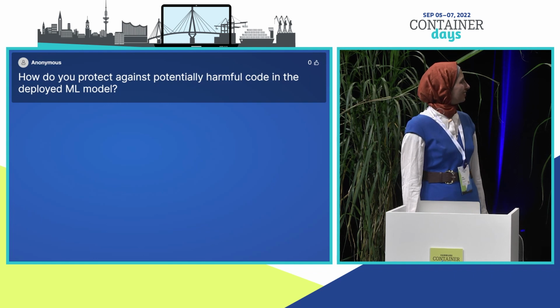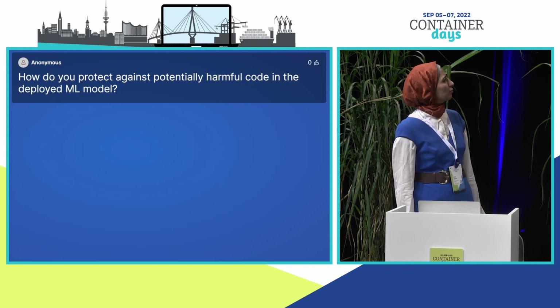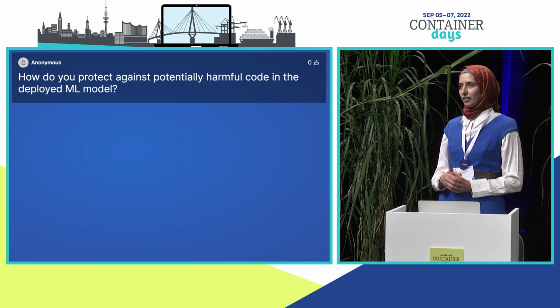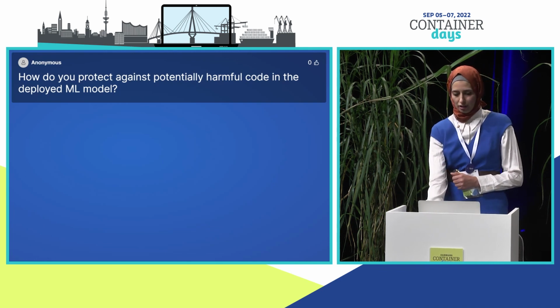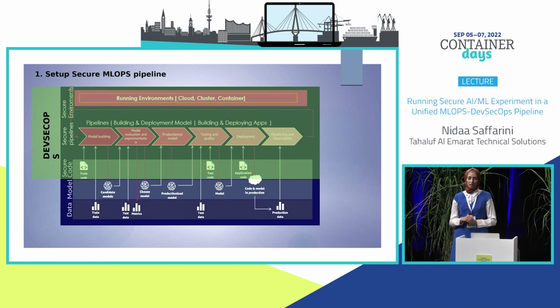How do you protect against potentially harmful code in the deployed ML model? Actually, this is one of the DevSecOps principles, because if we go back to this slide, the code is part of DevSecOps, so we need to control the developers, how they write the code, use pre-commit checks, and then use tools like SCA, software composition analysis, to check if the developer uses outdated licenses.